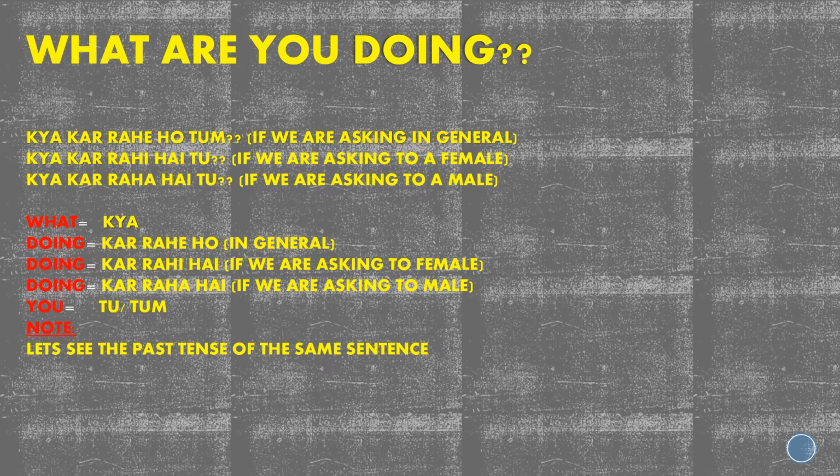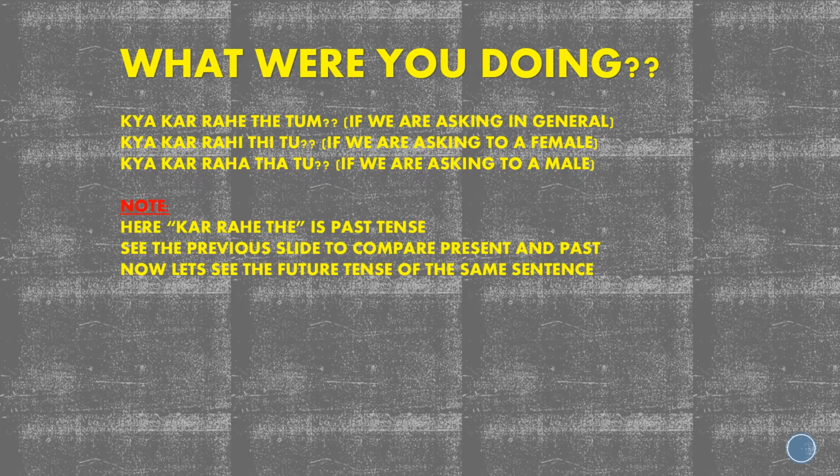Now let's go to the next slide, for the past tense of the same phrase. Here I've just changed the phrase to the past tense. What were you doing? You can see the three answers, but most preferably it will be the first one, in general, regardless of male or female gender. क्या कर रहे थे तुम? If you're asking a female, क्या कर रही थी तू? If you're asking a male, क्या कर रहा था तू?